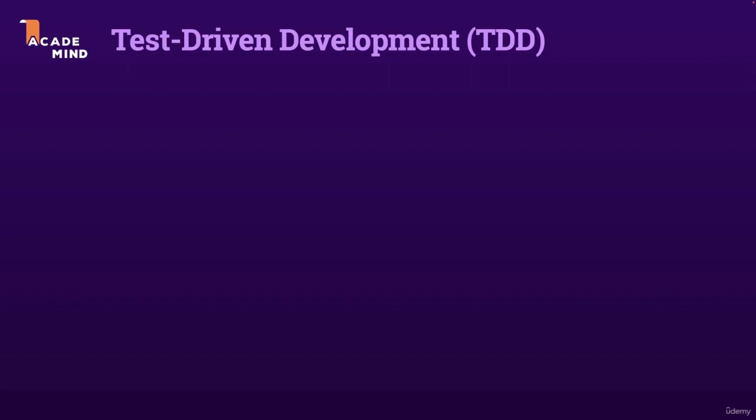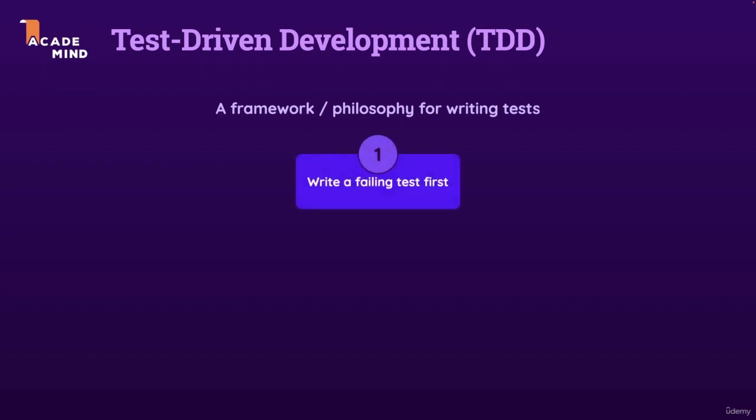Now, before we come to an end for this section here, I also briefly want to talk about another testing-related concept, which is test-driven development. Now, test-driven development is in the end a framework or a philosophy for writing tests, you could say. And the idea behind test-driven development is that you don't write your application code first and then some tests for that code, but that instead, as a first step, before you write any application code, you write failing tests where you in the end define the expected behavior.